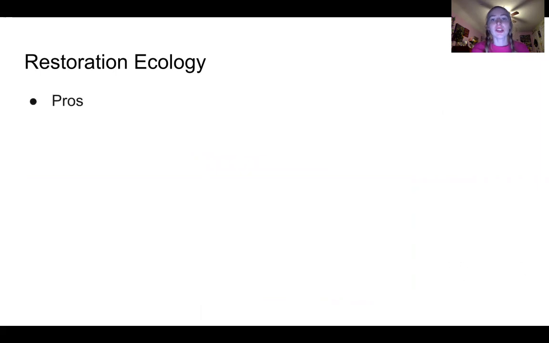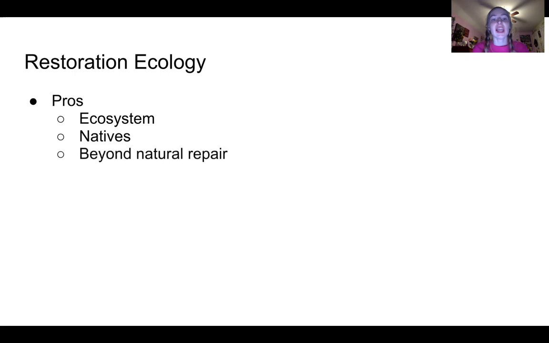So restoration ecology has some pros to it. It does allow you to repair an ecosystem that exists or formerly existed. It allows you to replant or reintroduce native species, as well as help native wildlife to come back to the area to maybe reproduce. And you're helping something that is beyond natural repair. In hundreds, thousands of years, it would not be able to repair itself on its own.